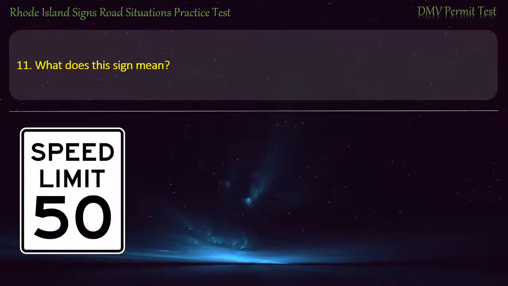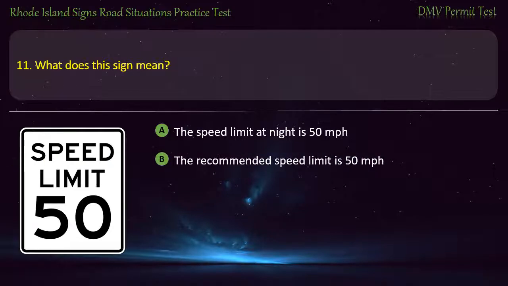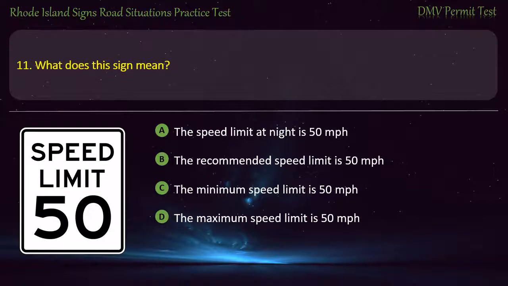Question 11. What does this sign mean? The speed limit at night is 50 miles per hour. The recommended speed limit is 50 miles per hour. The minimum speed limit is 50 miles per hour. The maximum speed limit is 50 miles per hour. Answer. The maximum speed limit is 50 miles per hour.